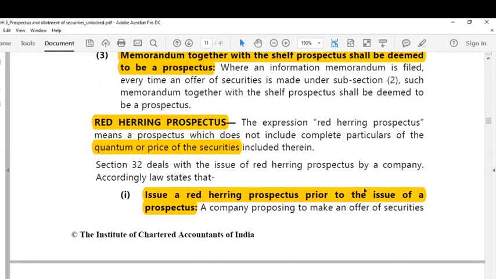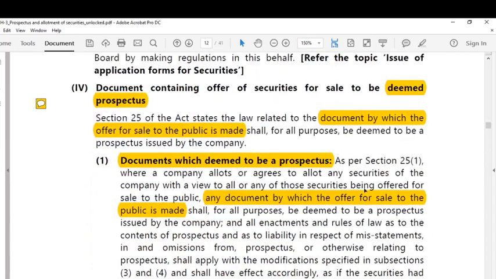Hello, hi, and welcome. So, now the topic that we are going to discuss is what do you mean by a deemed prospectus and explain its related provisions. Students, here the deemed prospectus concept is very important from your examination point of view.